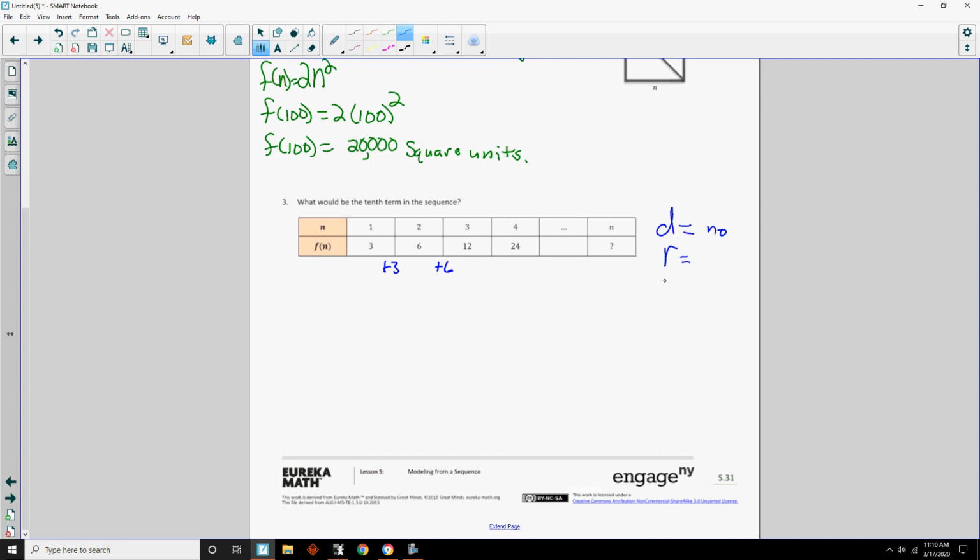So now I want to know if there's a common ratio. So I do 6 divided by 3 has to equal 12 divided by 6 has to equal 24 divided by 12. Well, 6 divided by 3 is 2. 12 divided by 6 is 2. 24 divided by 12 is 2. So my common ratio is 2. Okay. So it's a geometric sequence with a common ratio of 2. And therefore, we can write the terms like so.